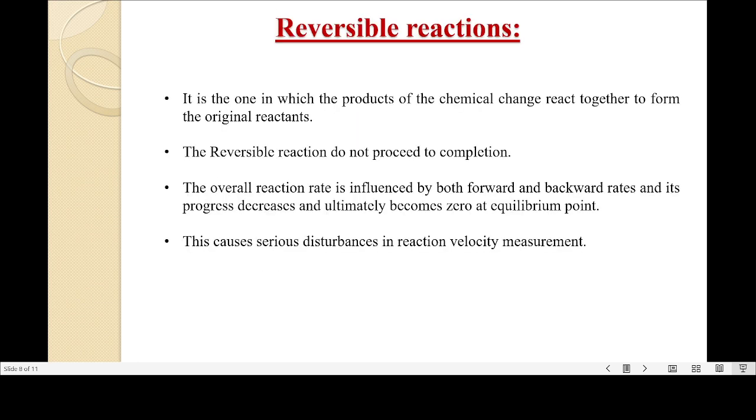Not only the parallel reaction comes under the composite complex reactions, we have also seen the other two types of reactions. One is a reversible reaction and the other one is a consecutive reaction. A reversible reaction is one in which the products of the chemical change react together to form the original reactants. The reversible reaction does not proceed to completion. The overall rate of the reaction is influenced by both the forward and the backward rates, and its progress decreases, ultimately becoming zero at the equilibrium point. This causes serious disturbances in reaction velocity measurements.